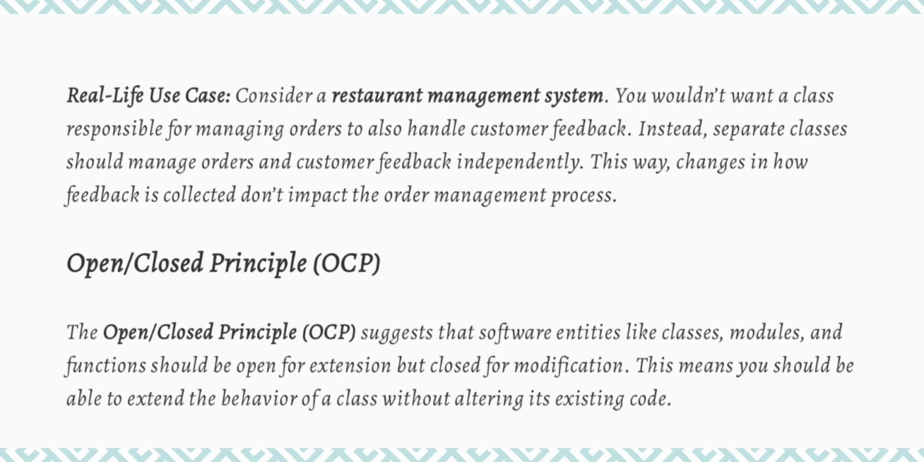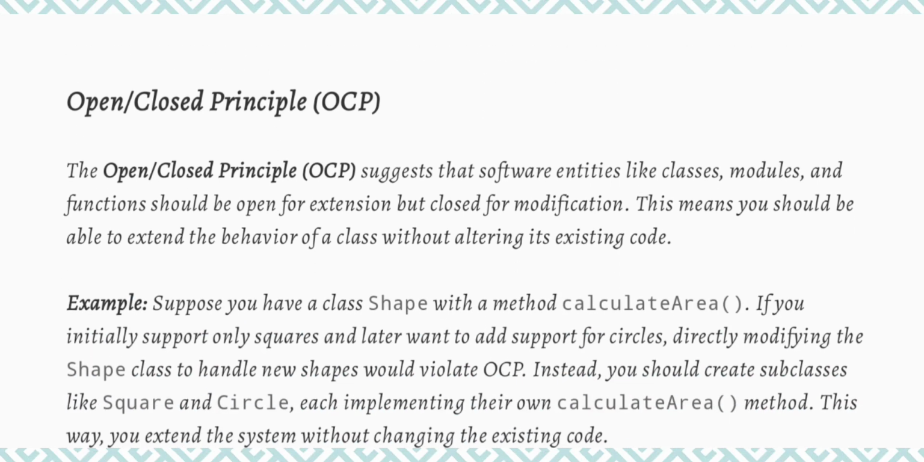Real-life use case: consider a restaurant management system. You wouldn't want a class responsible for managing orders to also handle customer feedback. Instead, separate classes should manage orders and customer feedback independently. This way, changes in how feedback is collected don't impact the order management process.